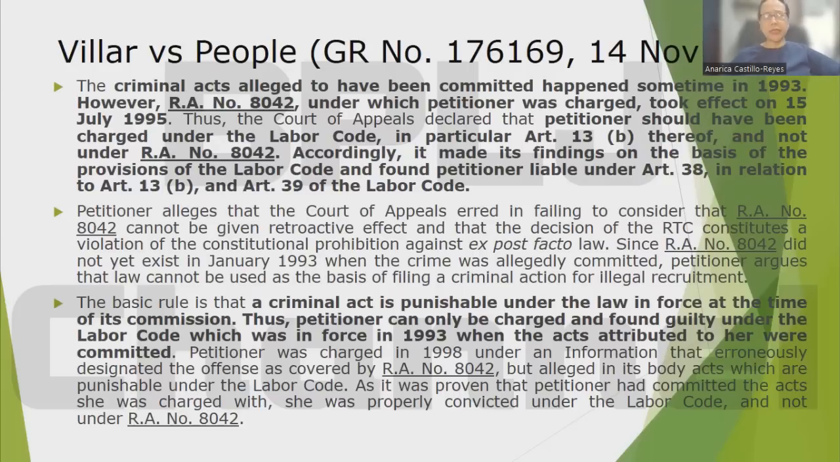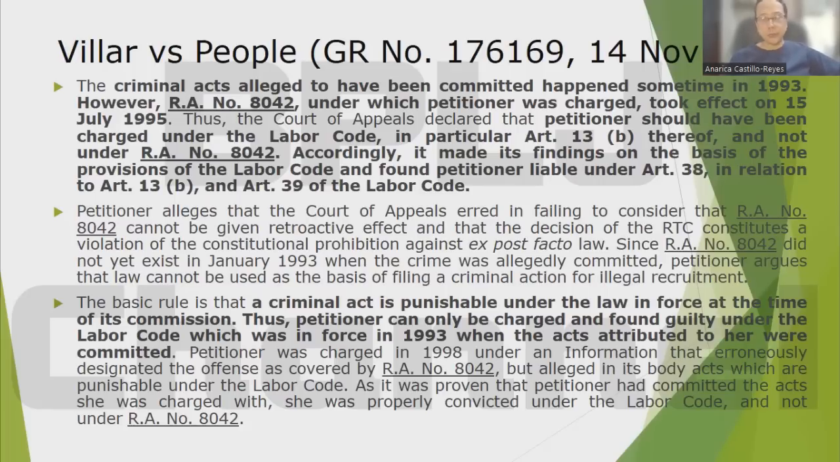Okay, in this case, the criminal acts alleged to have been committed sometime in 1993. However, another law was passed, RA 8042, on which the petitioner was charged. And it took effect on July 15, 1995. So the act was committed in 1993. RA 8042 became effective on July 15, 1995. So the petitioner should have been charged under the Labor Code and not under RA 8042.